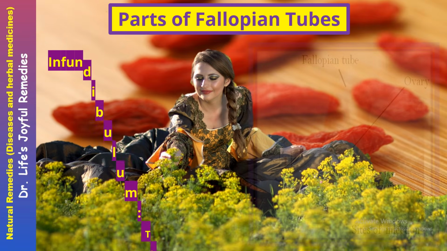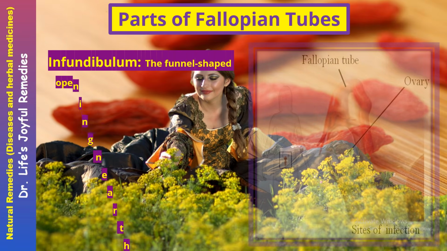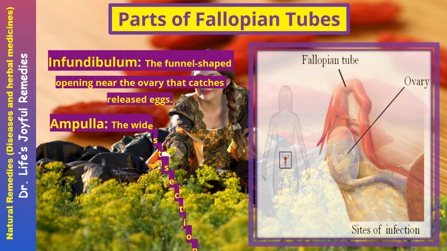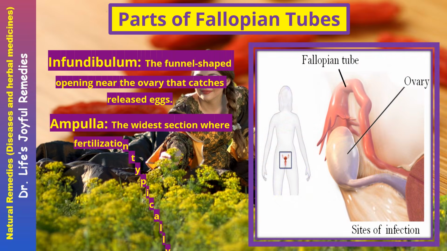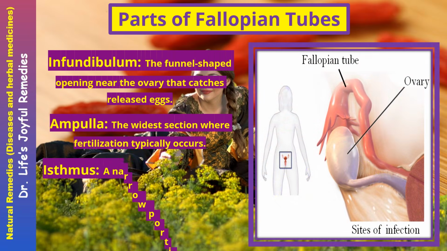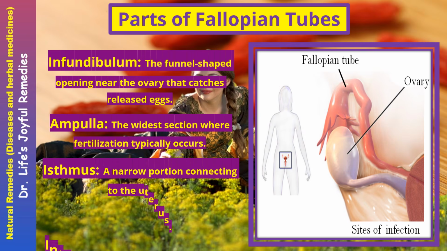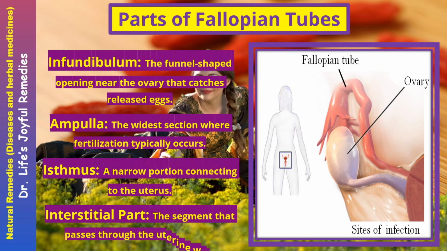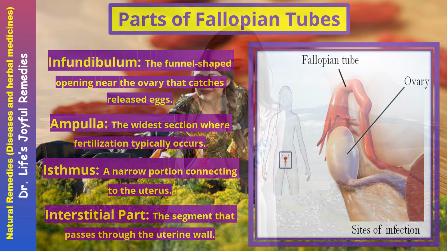Parts of the fallopian tubes. Infundibulum, the funnel-shaped opening near the ovary that catches released eggs. Ampulla, the widest section where fertilization typically occurs. Isthmus, a narrow portion connecting to the uterus. Interstitial part, the segment that passes through the uterine wall.